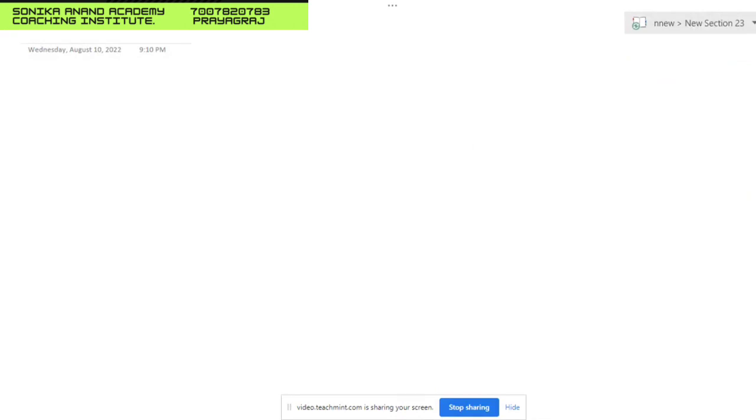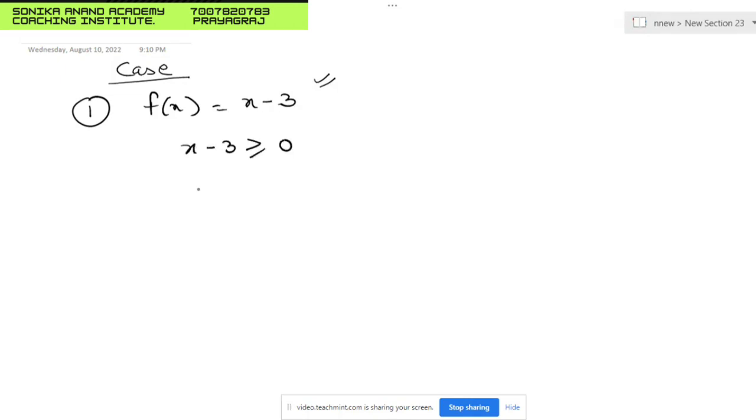Listen. For example, we have case 1. For example, we have a function like x minus 3, and we have to find its domain. Clear? Now here there is no under root, so we write x minus 3 greater than or equal to 0. So the value of x is greater than or equal to 3.